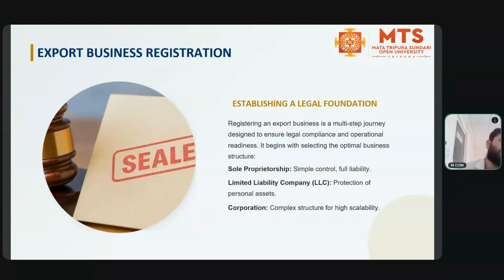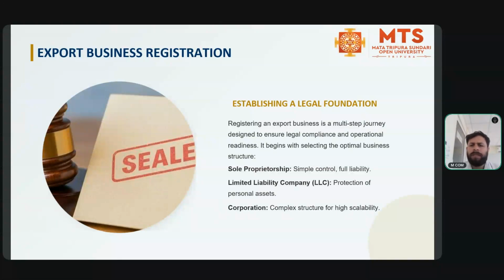So, wait a minute, students. So, prior to registration, you need to focus on to what are the things. Wait a minute, I think my camera has been turned off. Let me make it on. Okay, now it's visible maybe.